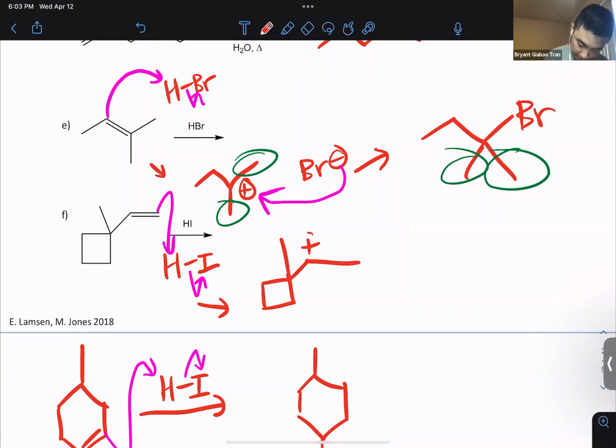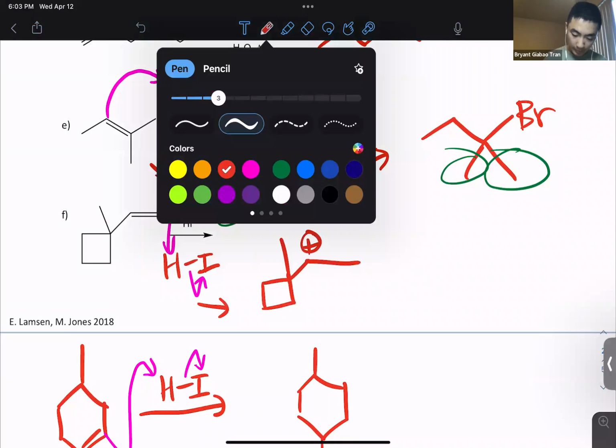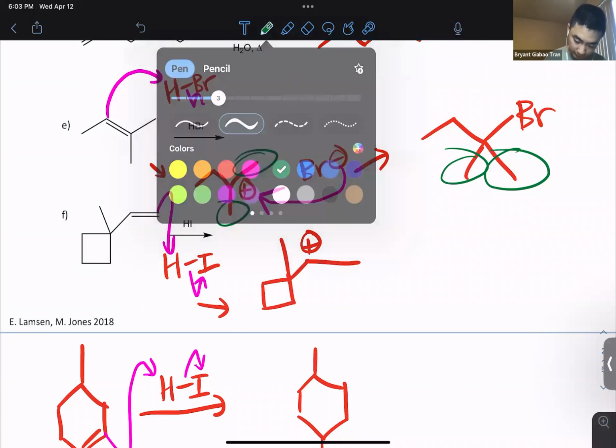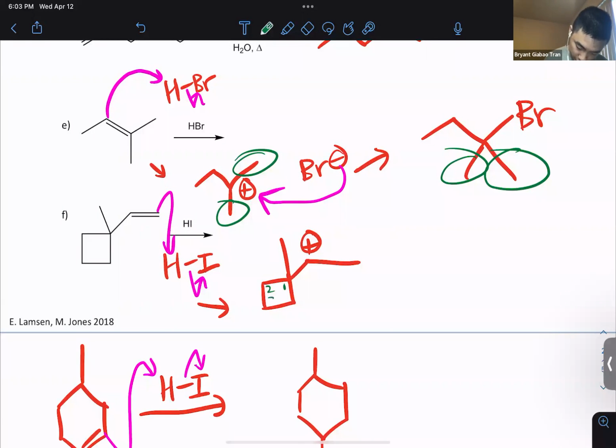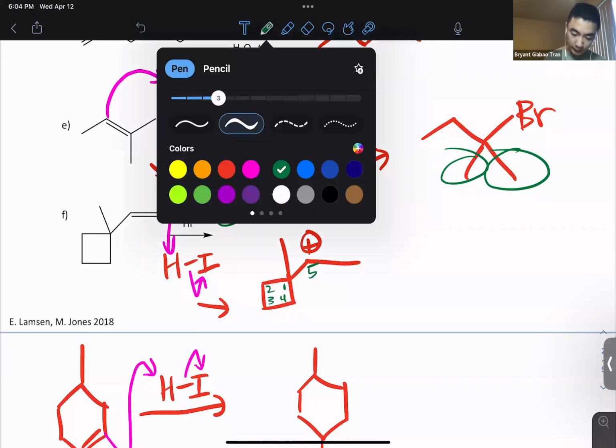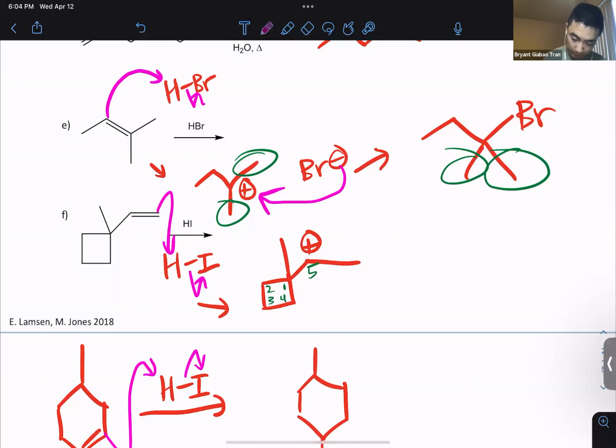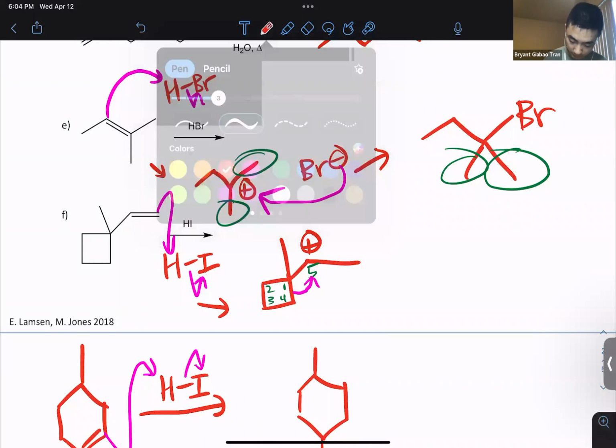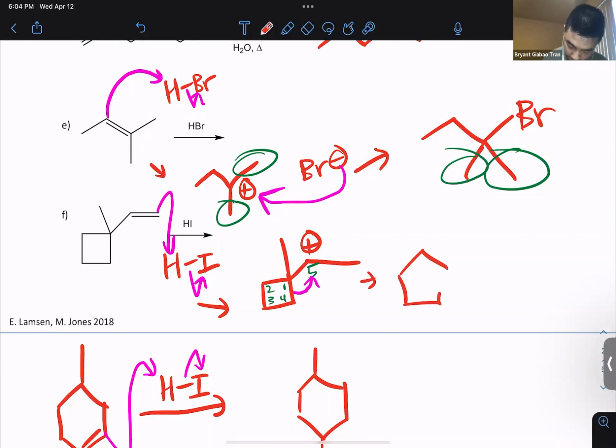That gives us the secondary carbocation here. Then we see that this cyclobutane is very unstable. We could form a more stable 5-membered ring. So I'm going to label these carbons 1, 2, 3, 4, 5, where the 5th carbon is the carbocation. I'm going to break the bond between carbons 1 and 4 and form the bond between 4 and 5. Then that would give us this 5-membered ring. 1, 2, 3, 4, 5.